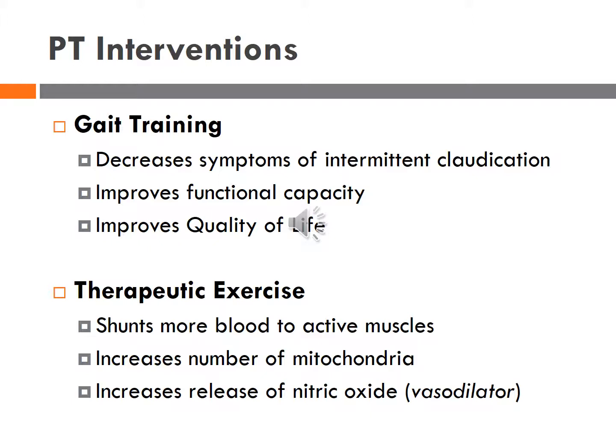Therapeutic exercise can send more blood to active muscles. It also increases the number of mitochondria and increases the release of nitric oxide, which is the vasodilator. So important when you have narrowed vessels, if you can dilate them as much as possible, then that will also reduce symptoms of intermittent claudication and will help their overall function.